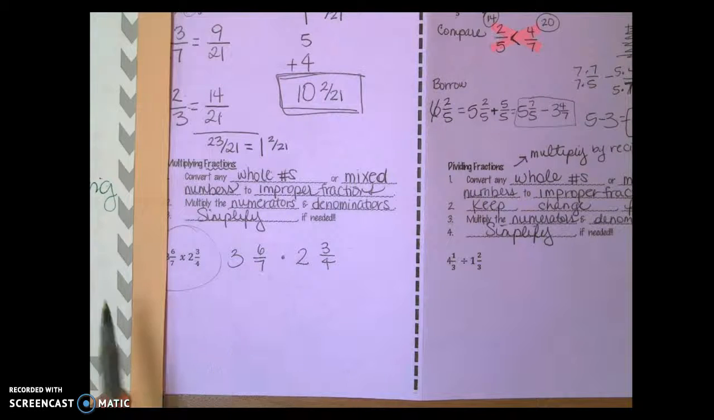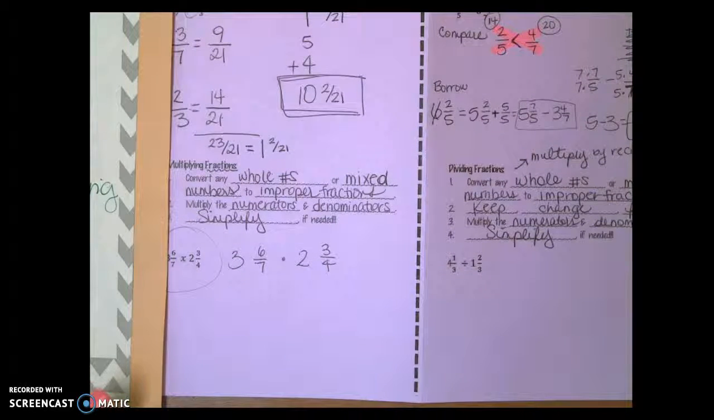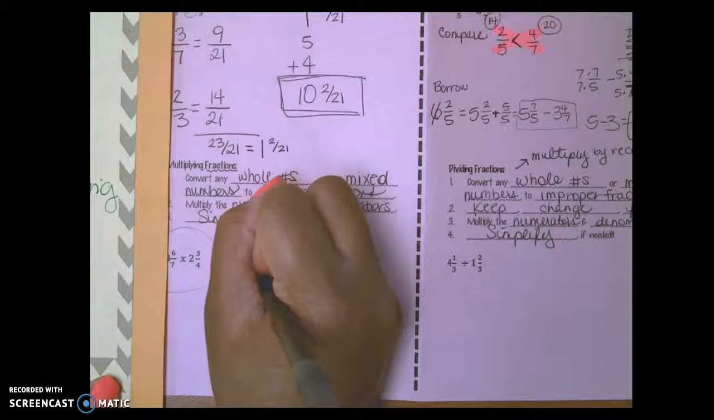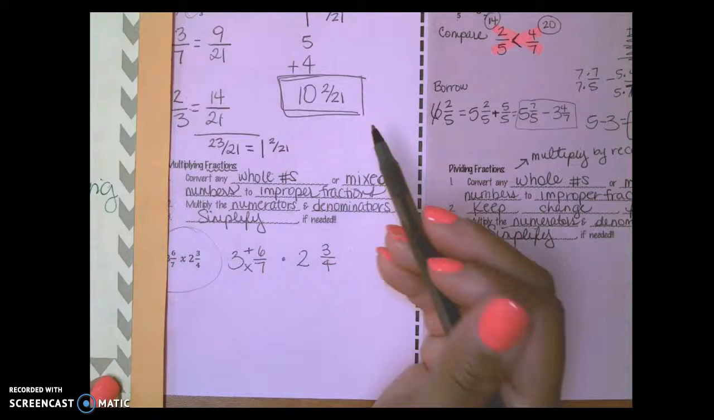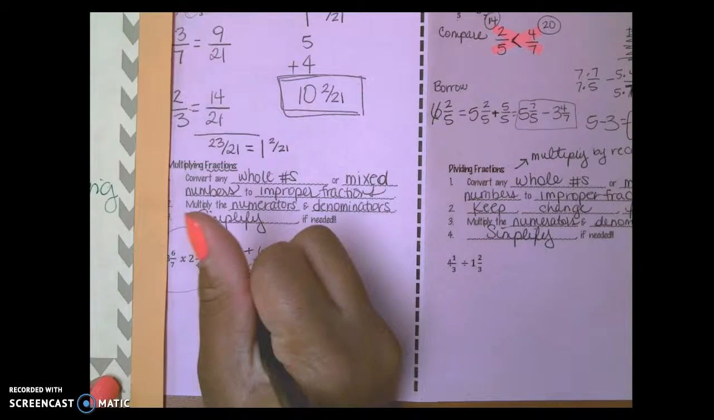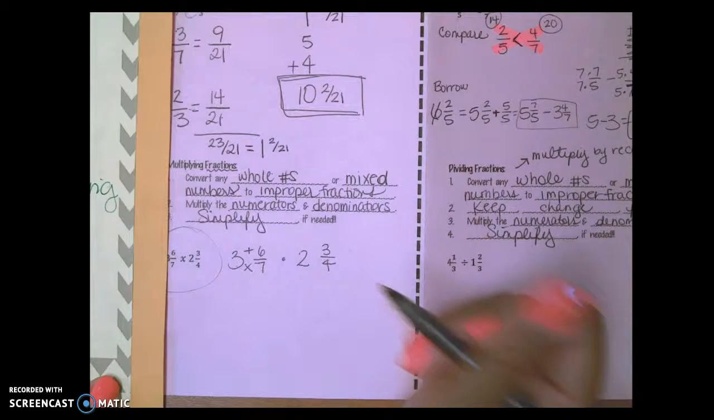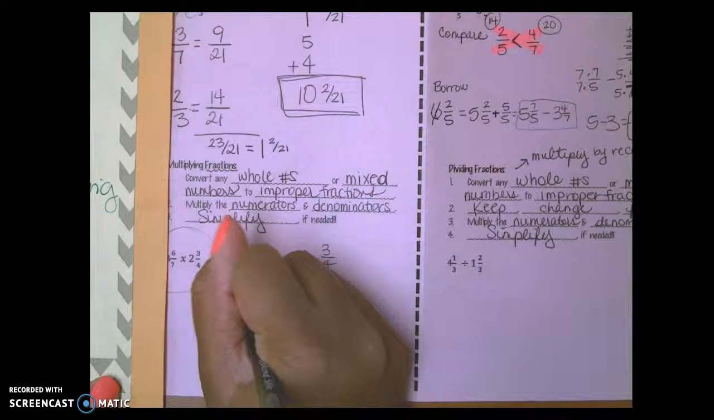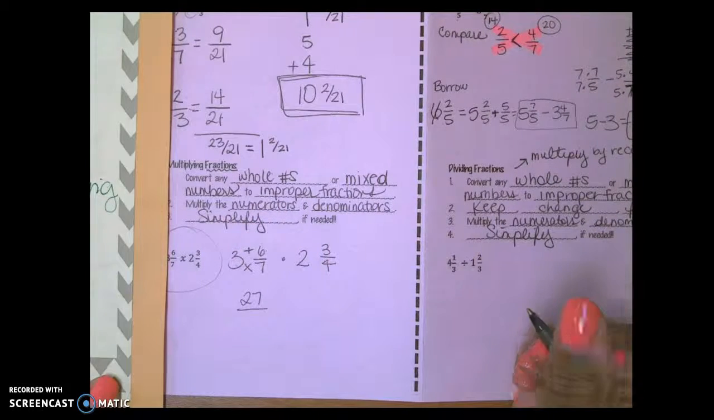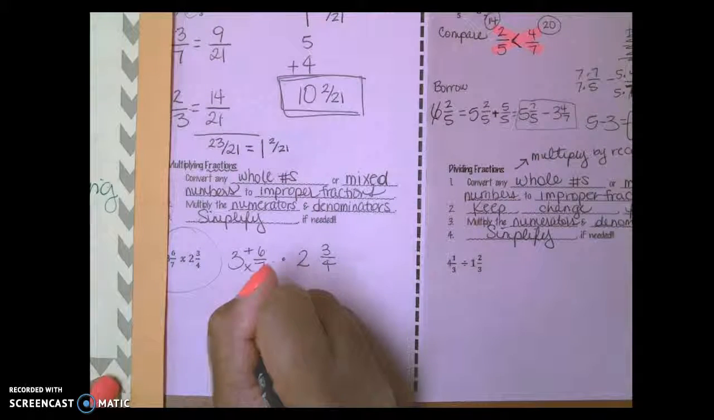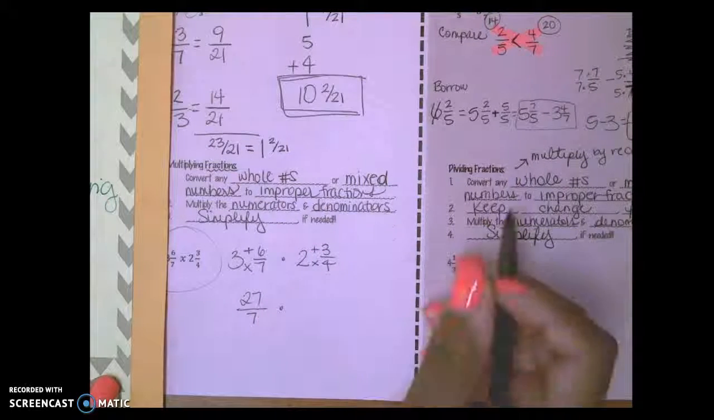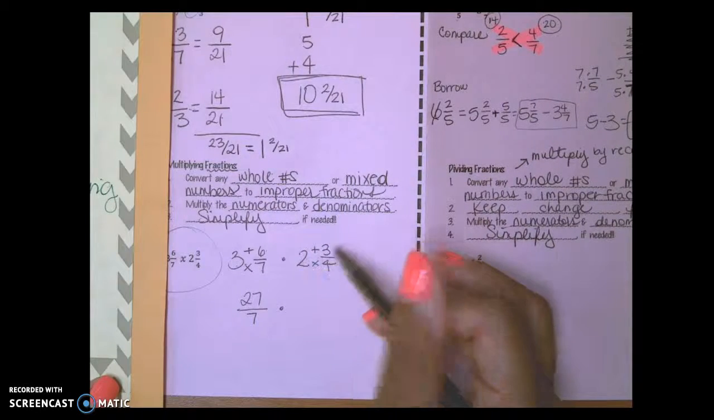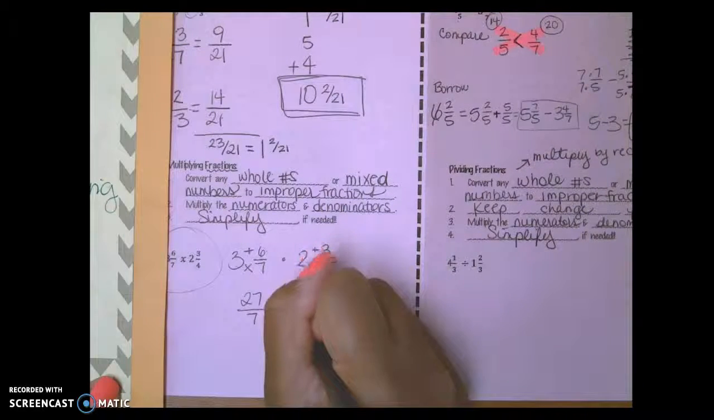3 and 6/7. How do I convert that to an improper fraction? 7 times 3 plus 6. 27. Over what? Over 6? No, over 7. Keep the denominator. Now 4 times 2 is 8, plus 3 is 11 over 4.